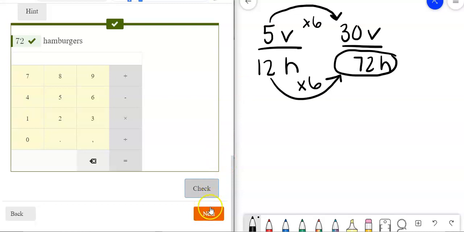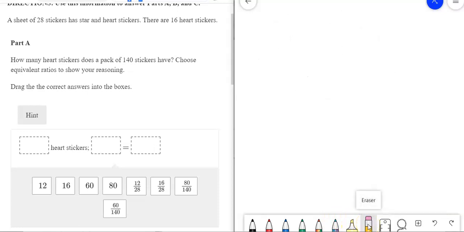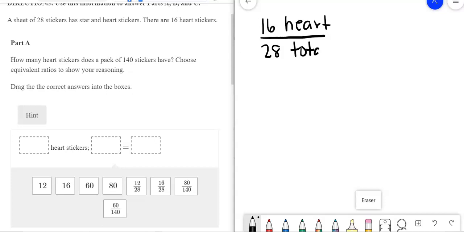Okay, next. This is number 10 in your book, 7 here. That's stickers. A sheet of 28 stickers has star and heart stickers on them. There are 16 heart stickers, and 28 total. How many heart stickers does a pack of 140 stickers have?